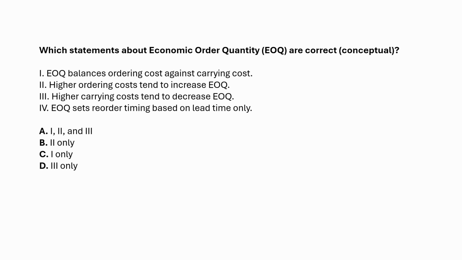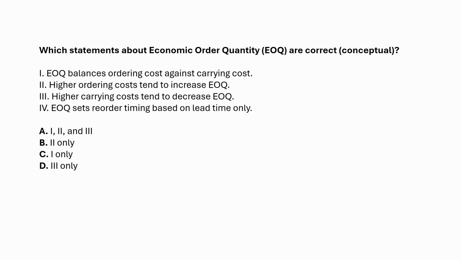I'll just get smaller ones more often. Correct. Number 4. EOQ sets reorder timing based on lead time only. No, this one's the trick. EOQ is about how much to order. Reorder timing is handled by the reorder point, which depends on lead time and expected demand during that time. Two different concepts. So number 4 is wrong.